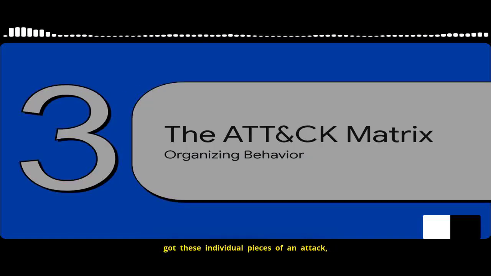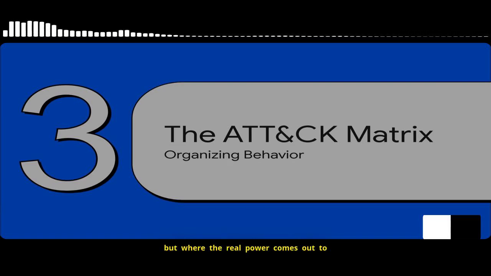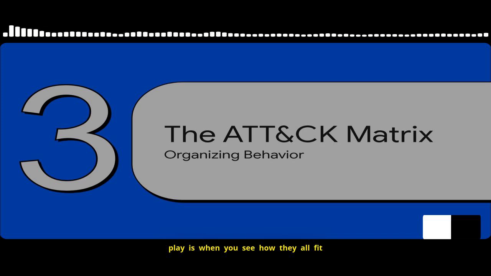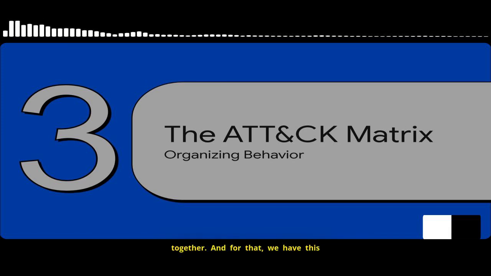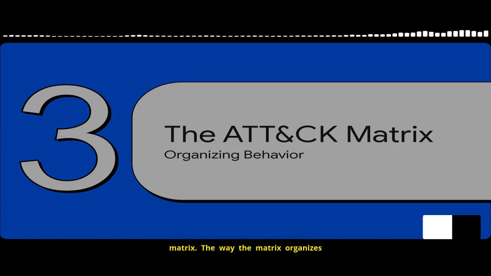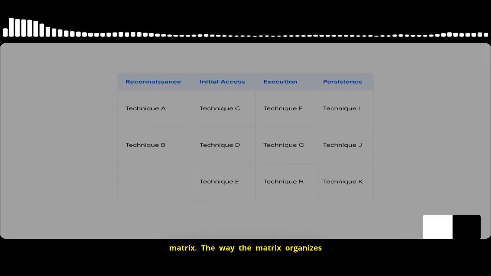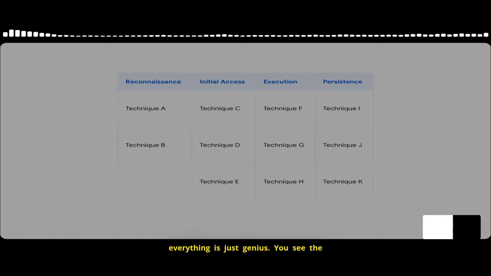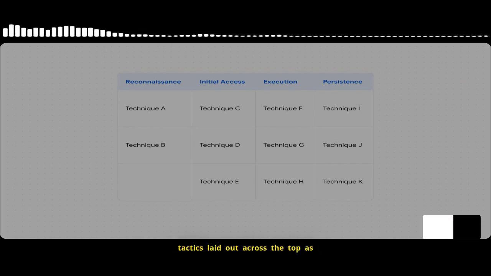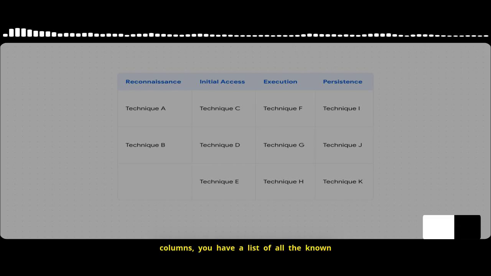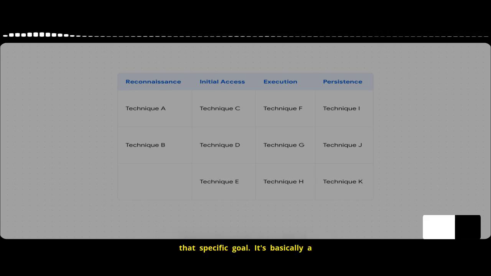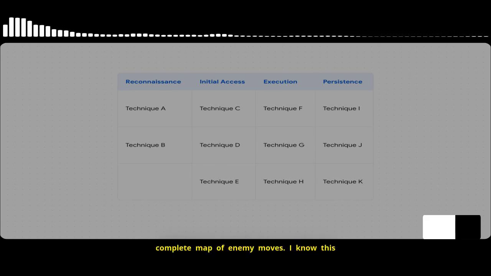Okay, so we've got these individual pieces of an attack, but where the real power comes out to play is when you see how they all fit together. And for that, we have this brilliant visual tool called the ATT&CK matrix. The way the matrix organizes everything is just genius. You see the tactics laid out across the top as columns, and they generally follow the logical steps of an attack, from left to right. Then, underneath each of those tactic columns, you have a list of all the known techniques that attackers use to achieve that specific goal. It's basically a complete map of enemy moves.